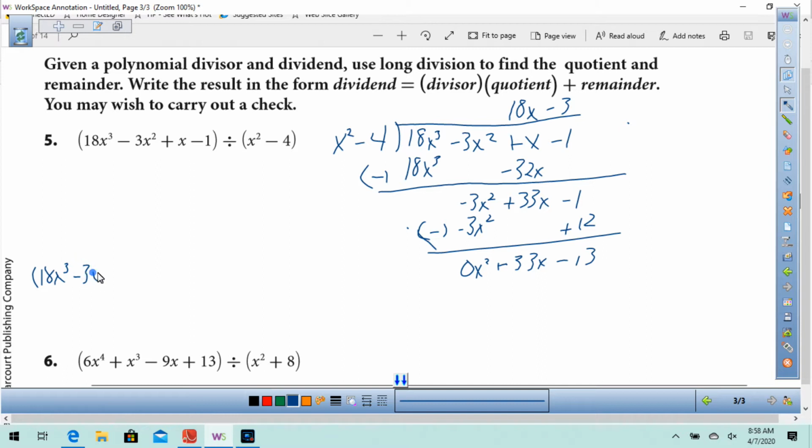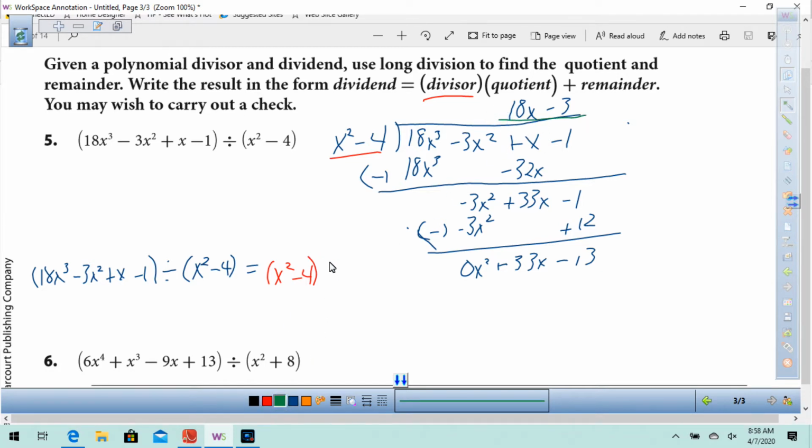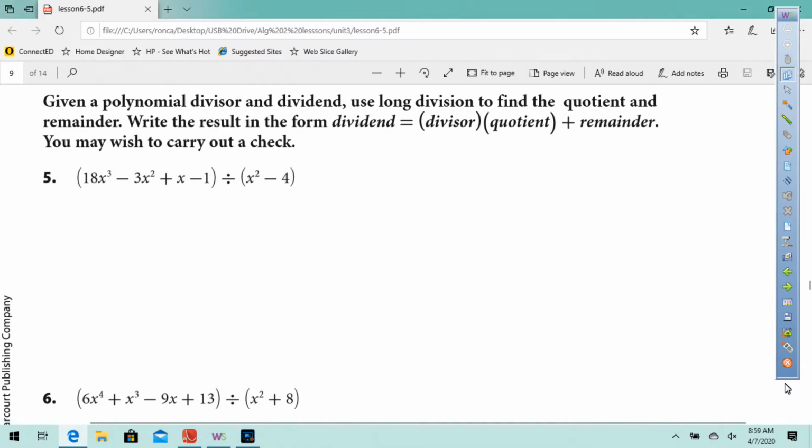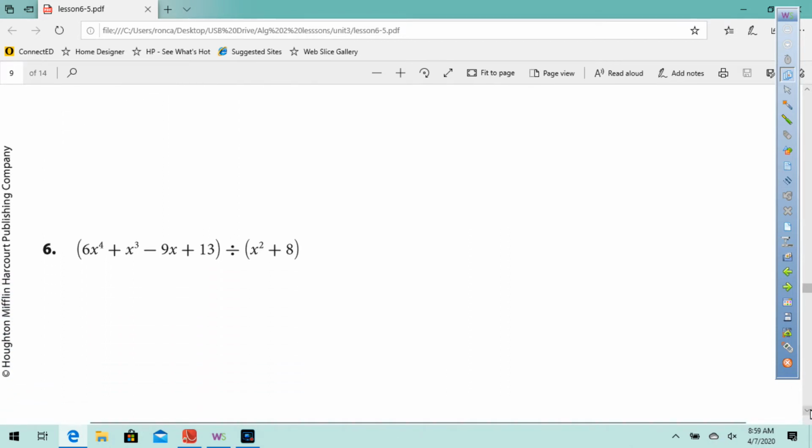18x cubed minus 3x squared plus x minus 1 divided by x squared minus 4 equals, the divisor is this right here, x squared minus 4 times the quotient, which is this right here, 18x minus 3, plus this remainder here, plus 33x minus 13. All right? So all of this right here equals that right there. It's kind of hard to get there the first time. Let's do another.